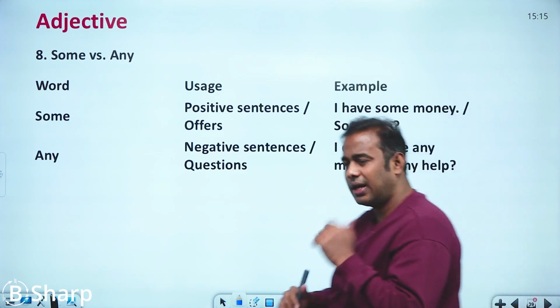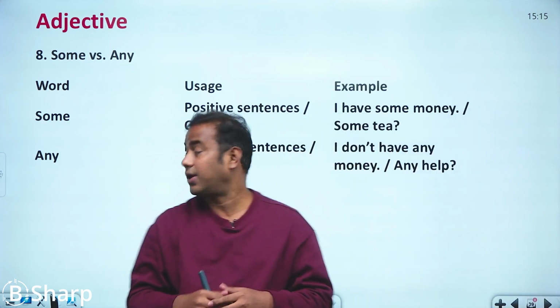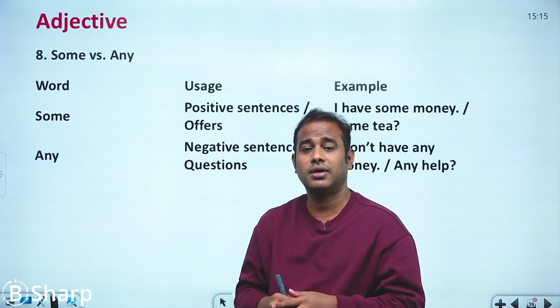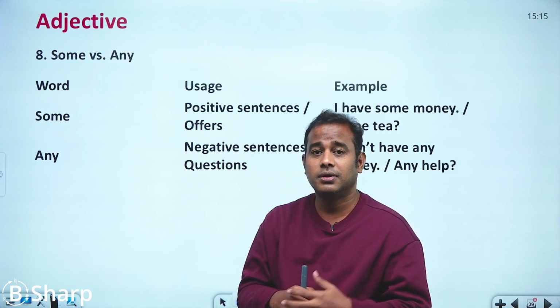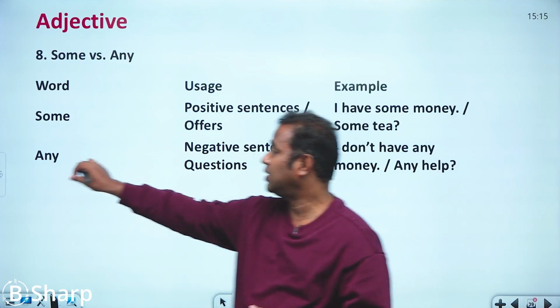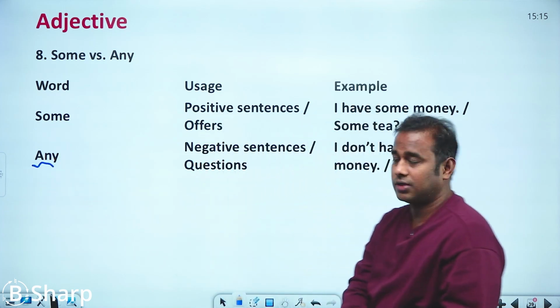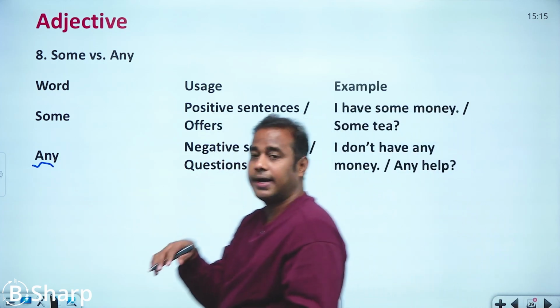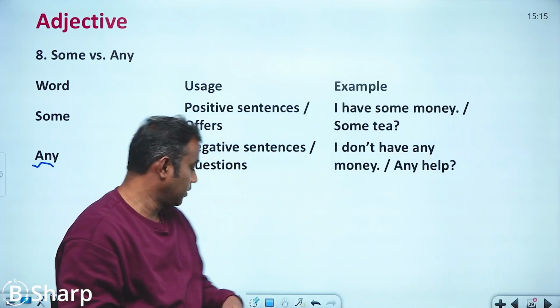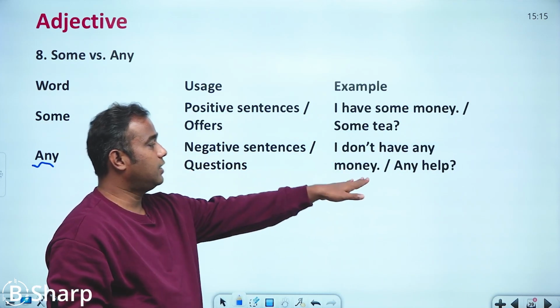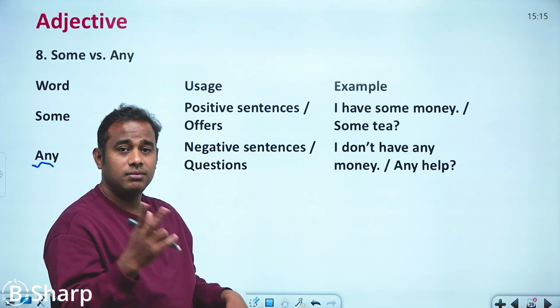Whereas any is basically for negative sentences or questioning. Okay, so I don't have any pen, do you have one? Do you have any pen, do you have any book? So sometimes in negation and in questioning, generally we use this one. Here, I don't have any money, any help you need, like this.